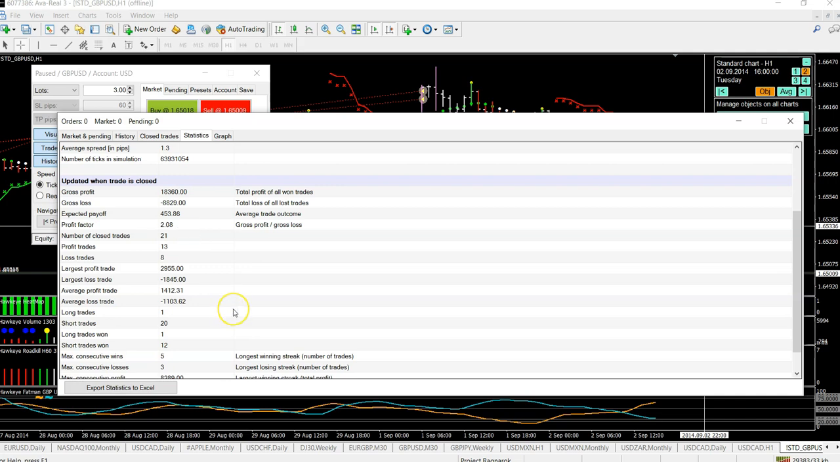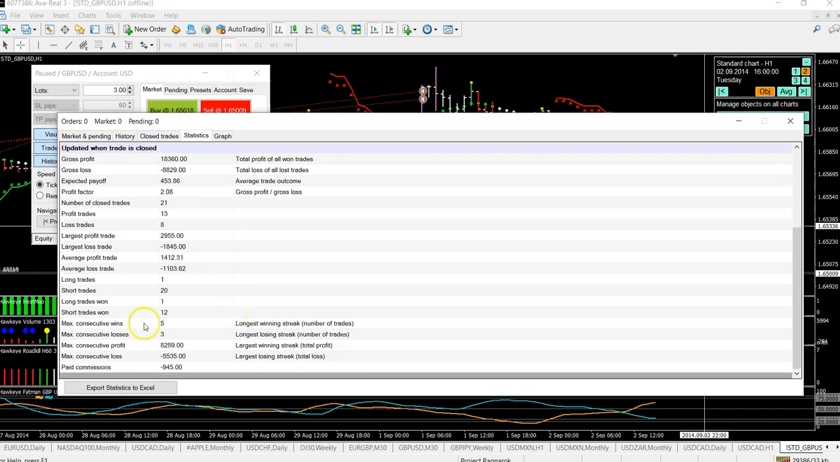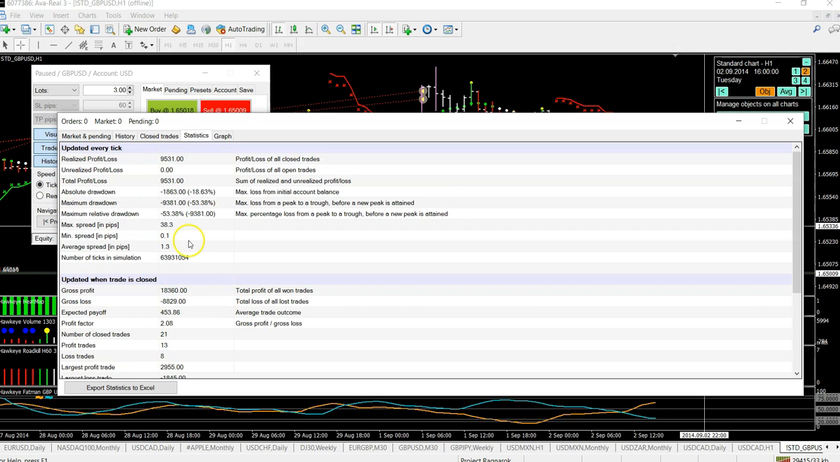Let's see if there's any other statistic. Max consecutive wins, 5 straight trades that we were winning. Three max losses. We made money mostly on short trades, and we paid in commissions almost $1,000. And the max profit $8,000, 5,500 losses. So those are the stats.